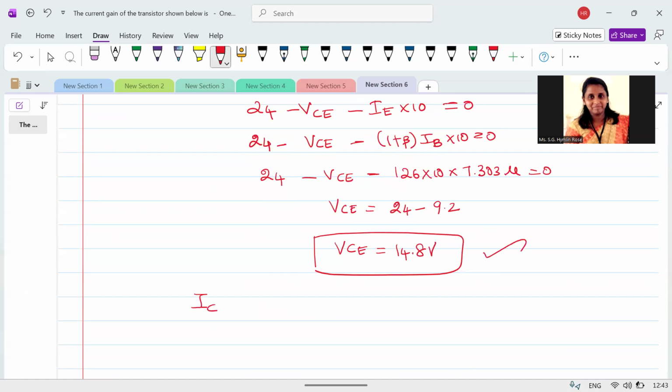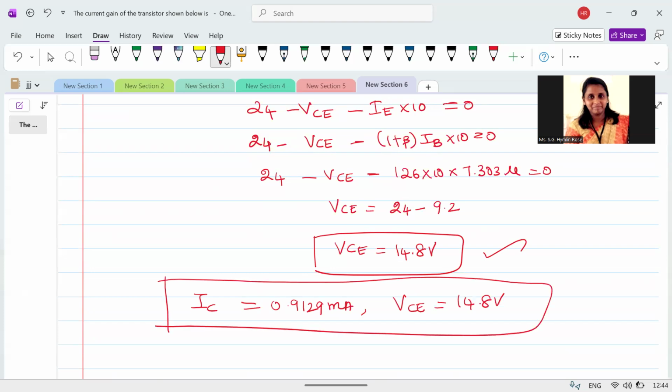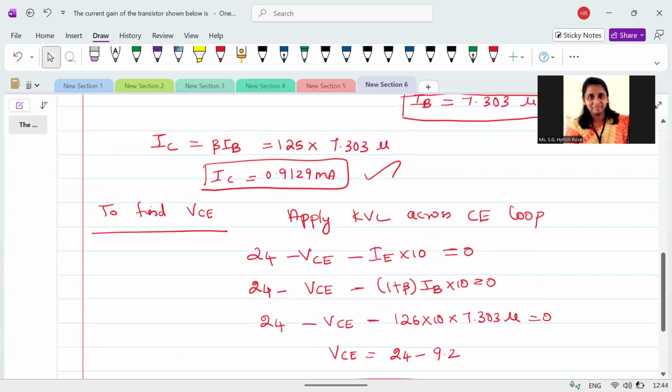So we have found IC as 0.9129 milliampere and VCE as 14.8 volt. These two are the Q points. Hope you have understood this. Thank you.